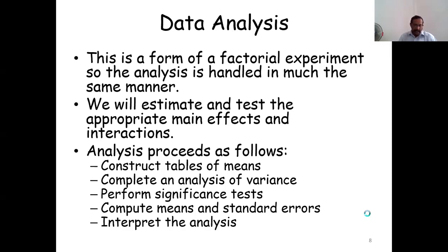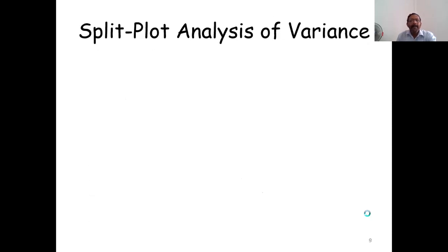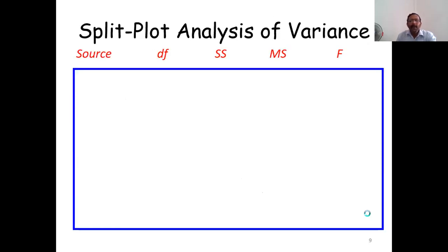This is the analysis procedure. First, you construct a table of means if necessary. Otherwise, it is not necessary; following the same structure, we can complete an analysis of variance. That is the Anova table. Perform the significance test. Then the computing of means will be done by computer, which we will see later on in the computer application, and you'll have to interpret the analysis. This is the Anova that we can come up with.